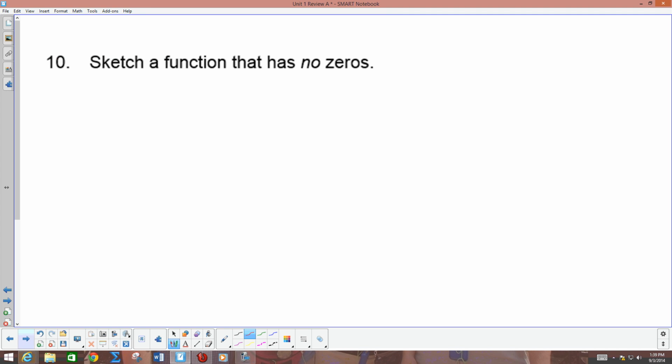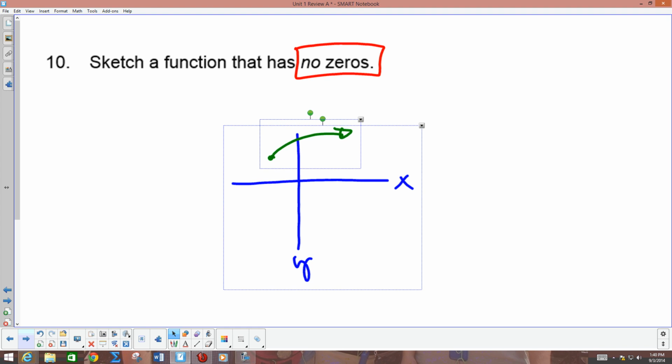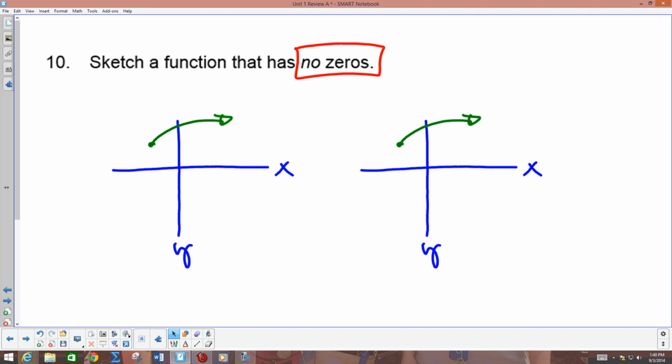Number 10, sketch a function that has no zeros. No zeros. So we did this a long time ago when we first started with square root, and we did a solution with no zeros. So here's an idea of something that goes like this. Let's see if I can clone this. Let's move it over. I'll do another example. And let's clone it. And I'll get rid of that one. And what if I did something like this, where it's a parabola, but again, it's not crossing. If I moved it up, that would have a 0, but since it's not crossing the x-axis, that's another example with no zeros. Okay, something like that.